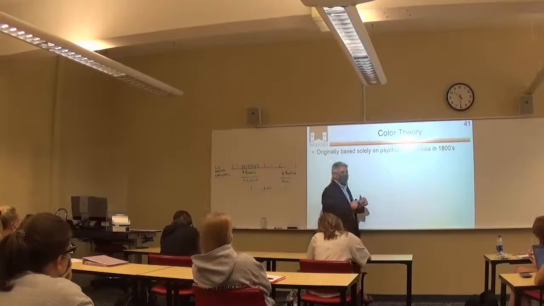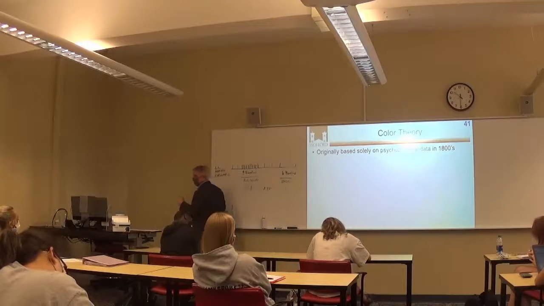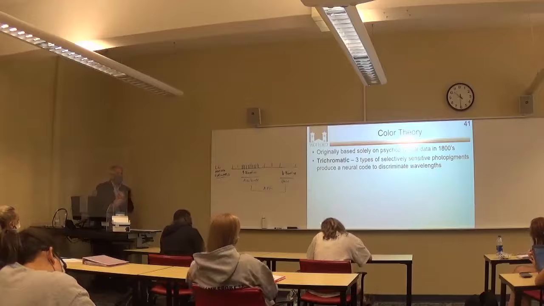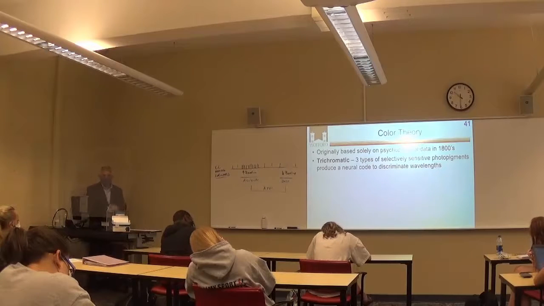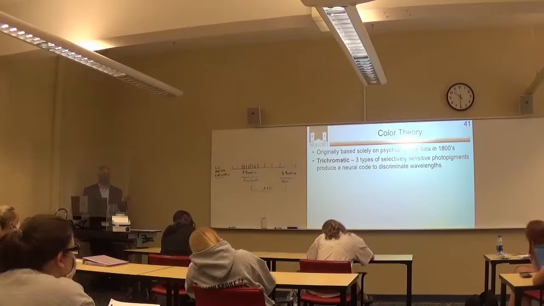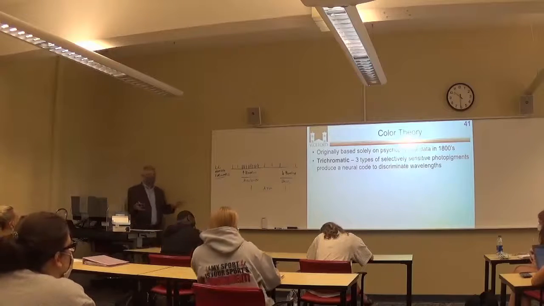All right, color. How do we detect colors, different colors? We've already mentioned that we have 3 different photopigments, right? That is called the trichromatic, 3, chroma, color. Because we have a short, medium, and long wavelength cone, if only the short wavelengths are being activated, what color are we seeing?